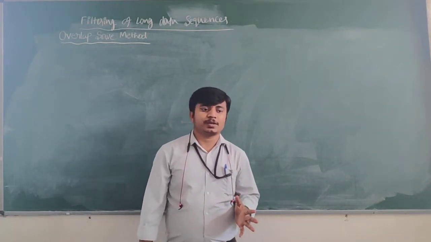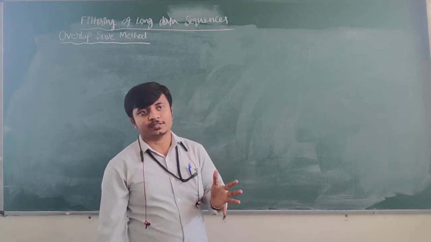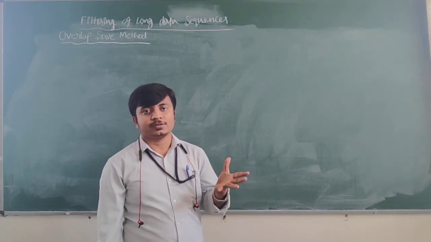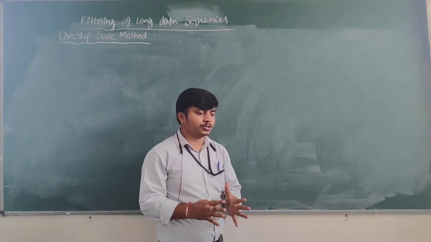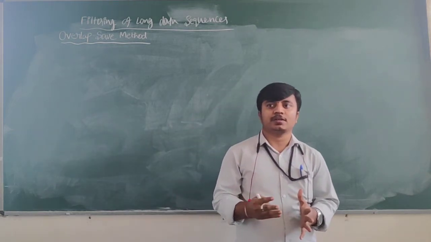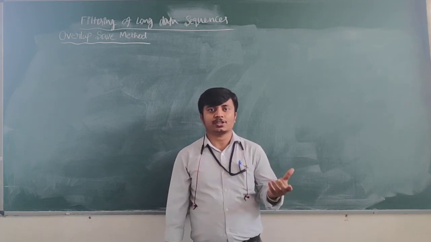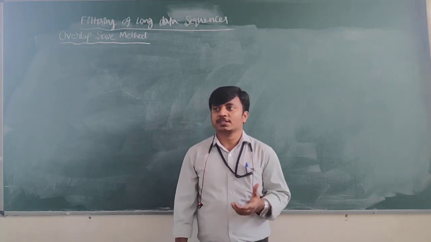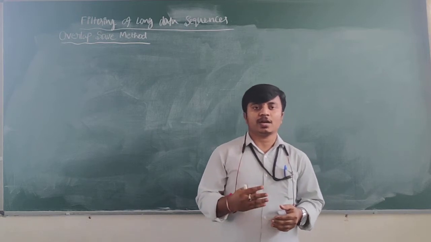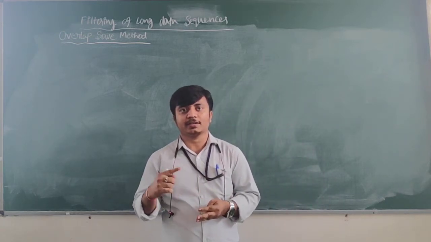Last class we discussed the overlap add method. So what is the overlap add method? It is a solution for long data sequences, where we can't process the long input sequence with the shorter impulse function directly. That's why we use these two algorithms: the overlap add method and the overlap save method.